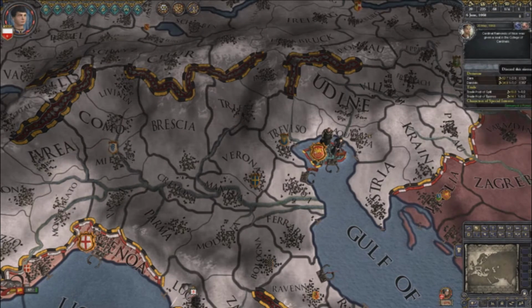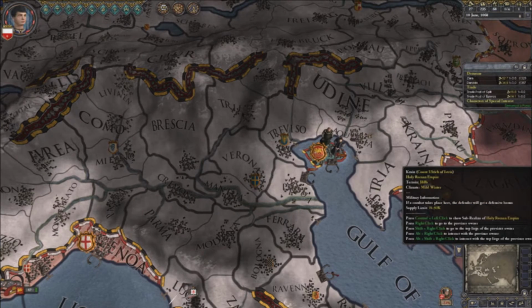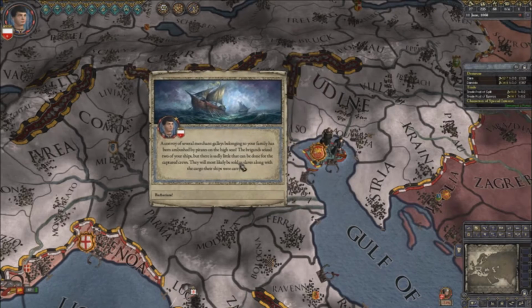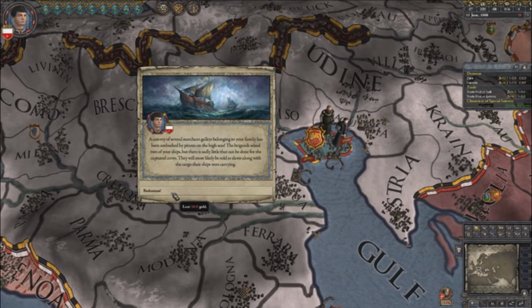Some cardinal got a seat in the College of Cardinals. Got to be honest, I am not paying any attention to religion in this playthrough right now.